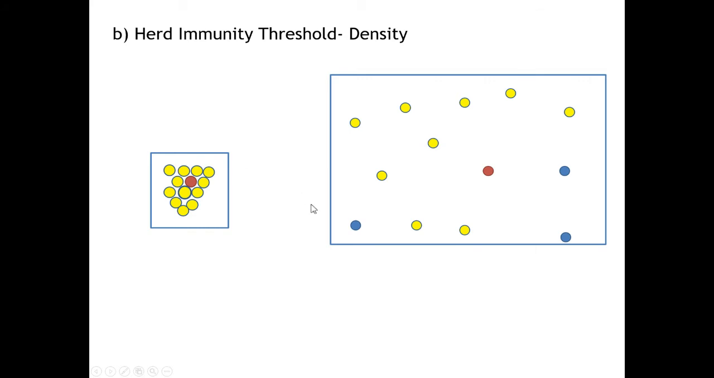So you need a higher percentage of the population, a higher proportion of them, to be immune in order to really reach that herd immunity threshold. On the right, you can actually have quite a low proportion who are immune, and you still have reached the threshold. So you can see everybody on the left needs to be immune, and some people on the right aren't.